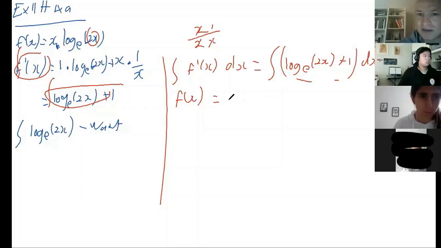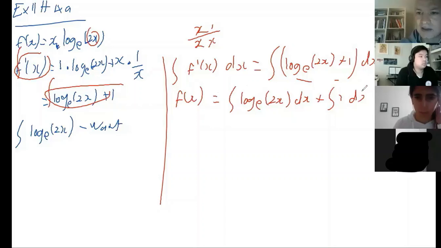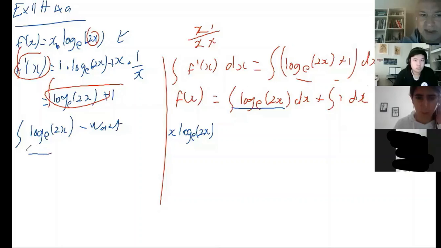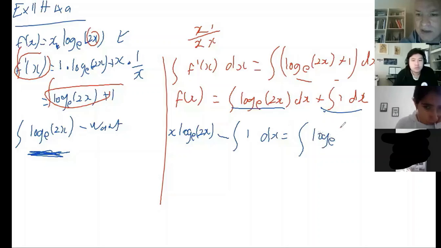These two I'm going to split. So the integral of log e of 2x, because I can, dx, plus the integral of 1 dx. So I've split them up. F dash of x, I know what f dash of x is, it's right here. F of x, F of x is right there. F of x is equal to x log e of 2x. Now, because I want to find this, because that's what they tell me, find the integral of log e of 2x, I'm going to move the integral of 1 to the other side. So I'm going to go minus the integral of 1 dx, and that will equal my integral of log e of 2x.